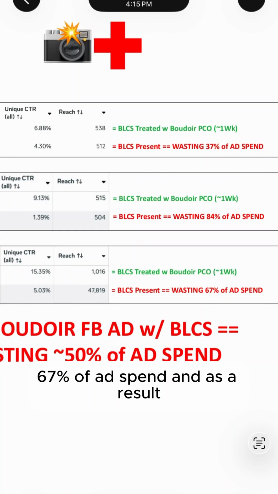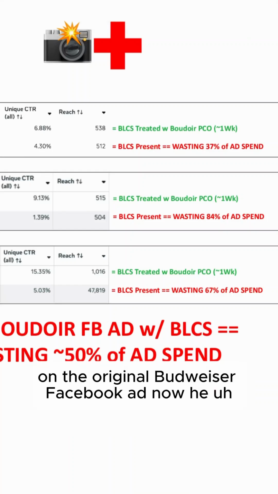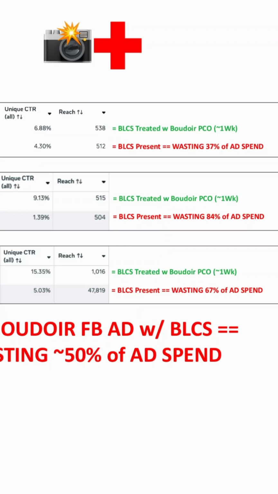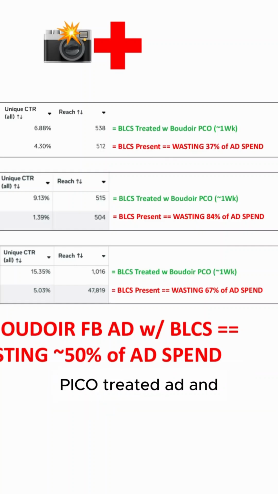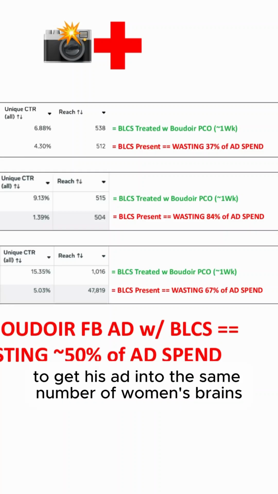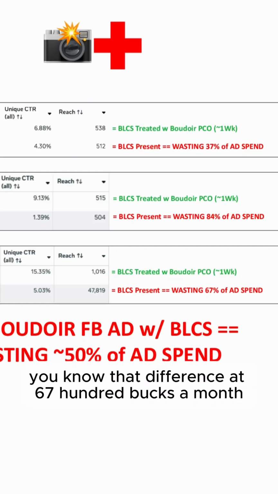So we found out the original Boudoir Facebook ad was wasting 67% of ad spend. And as a result, if he was spending 10 grand a month on the original Boudoir Facebook ad, now he only needs to spend 3,300 bucks a month on the Boudoir Pico treated ad to get his ad into the same number of women's brains.